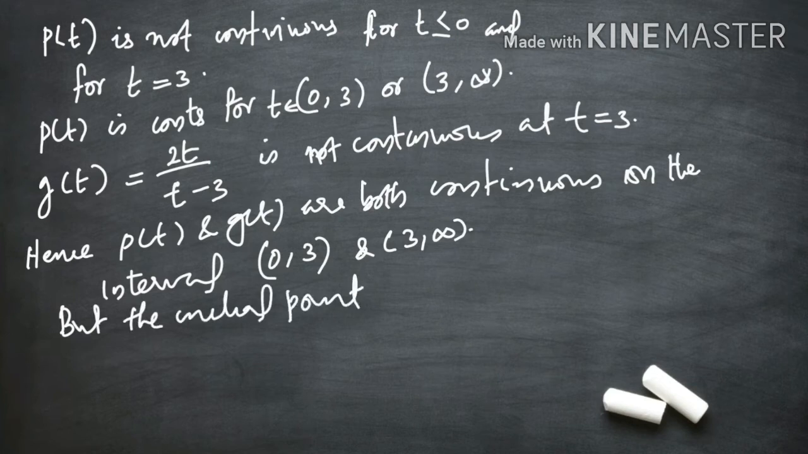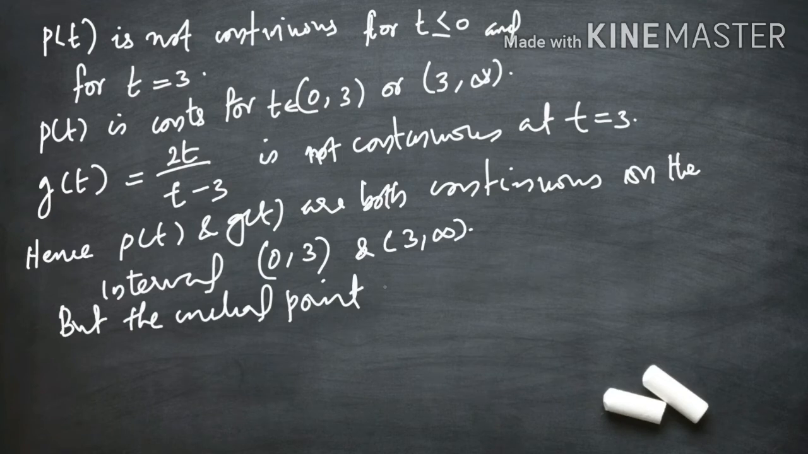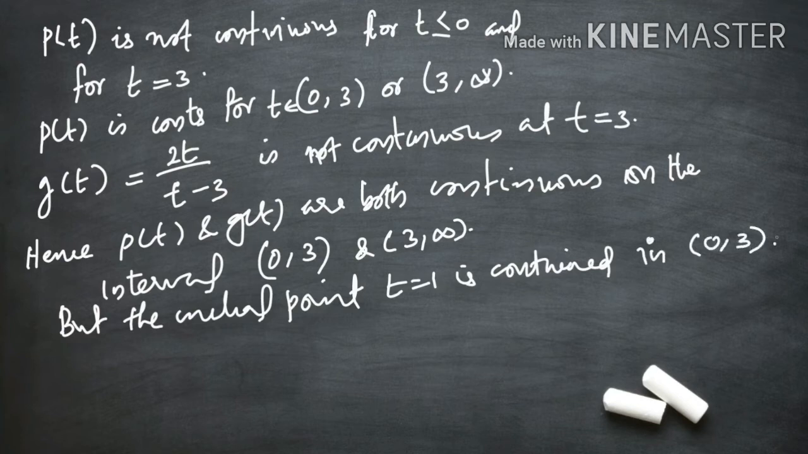But the initial point, what was the initial condition? Initial condition is y of 1 equal to 2. Therefore, the initial point is t equal to 1, contained in which interval? Interval (0, 3).